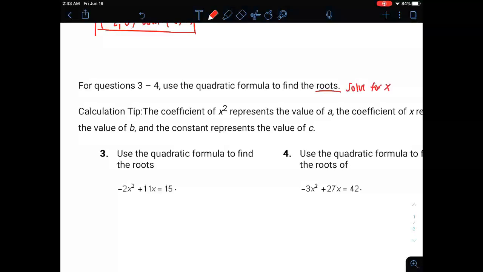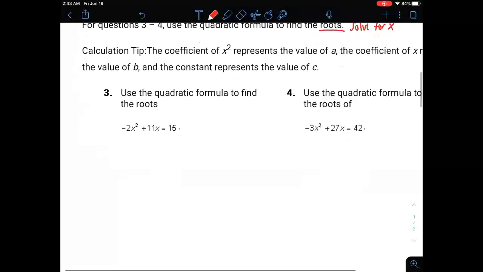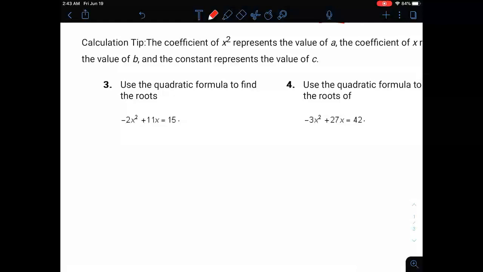So if we look at number 3 here, it says use the quadratic formula to find the roots. Now remind you, the quadratic formula: x equals negative b plus or minus the square root of b squared minus 4ac, all over 2a. Yes, I know it's annoying that I keep repeating it, but I'm hoping that the more times I repeat it, the more you'll remember it. Okay, so first off, we've got to set this in our standard form. We're not even in standard form, so we've got to subtract 15 from both sides.